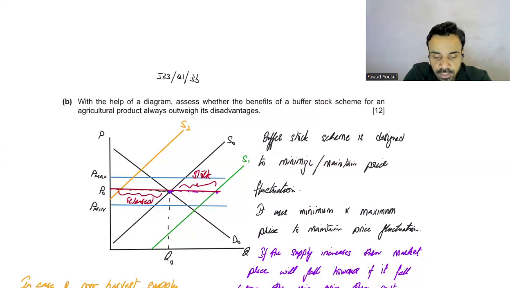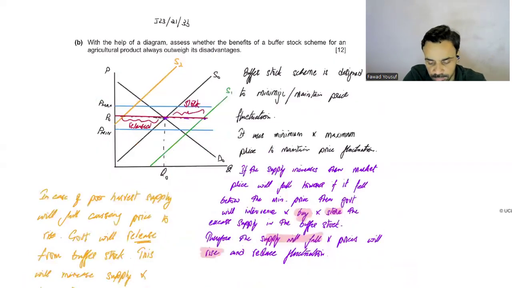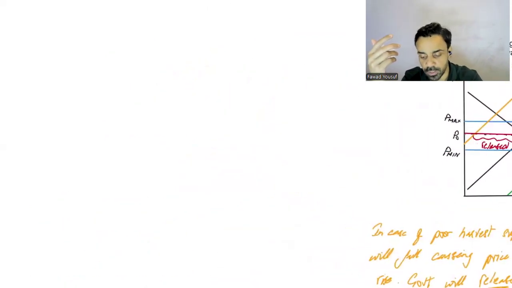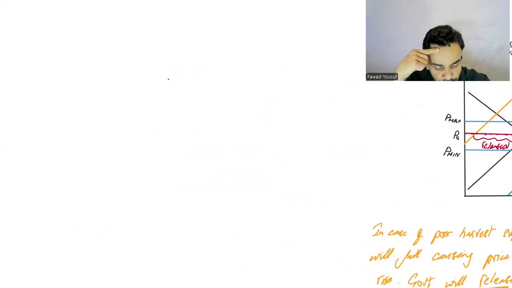As far as the advantages go, what are the advantages of buffer stock? Number one, when we are saying that the buffer stock is designed to maintain price fluctuations. So one of the advantages we're talking about is, what is the job of buffer stock? Maintain price fluctuations. All right. Now, what are the advantages that come through it? So you directly go into the question and you answer what the advantages of buffer stock are.